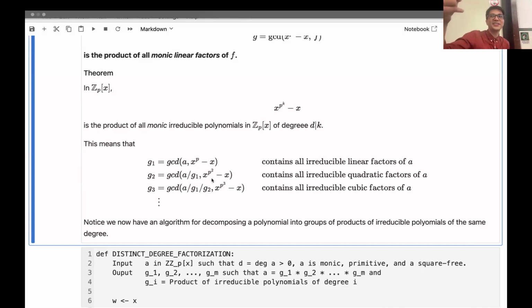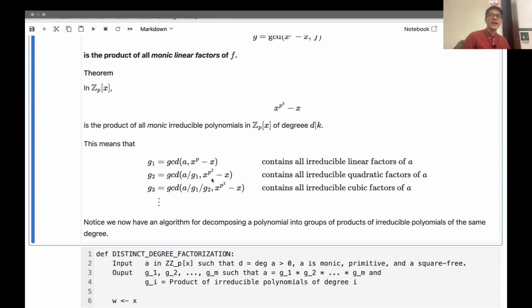But some of the quadratics are reducible. Okay, so take the thing that we just computed and remove them. So what's left now is going to be the product of all irreducible quadratics. Okay, go to the cubed. This is going to contain all irreducible cubic factors. Well, cubics sometimes factor into linears and quadratics. Remove those, we've already calculated them. So what's left is the product of all irreducible cubics. That is to say, if we continue doing this procedure, g_k is going to be the product of all irreducible factors of degree k.